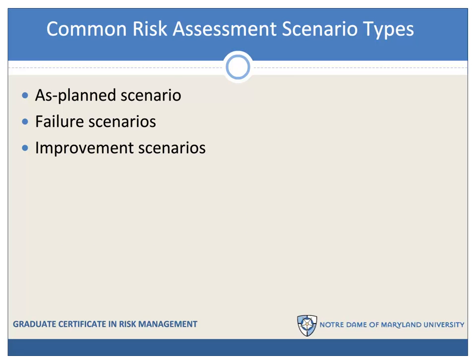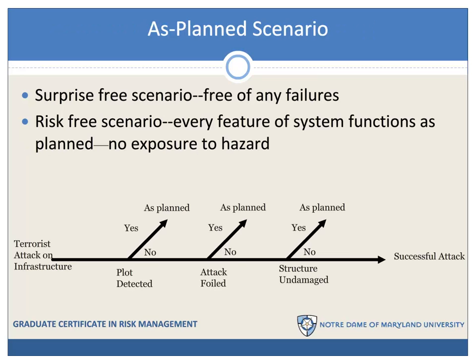Here are three common scenario types used in risk assessments. There's the as-planned scenario, failure scenarios, and improvement scenarios. The as-planned scenario is sometimes called the surprise-free or risk-free scenario. It's the story that we tell that is free of any failures of the components of our system. Every feature of the system functions as it was designed to function, so we end up with no exposure to the hazards. Take the example of a terrorist attack on infrastructure here, this simple model.